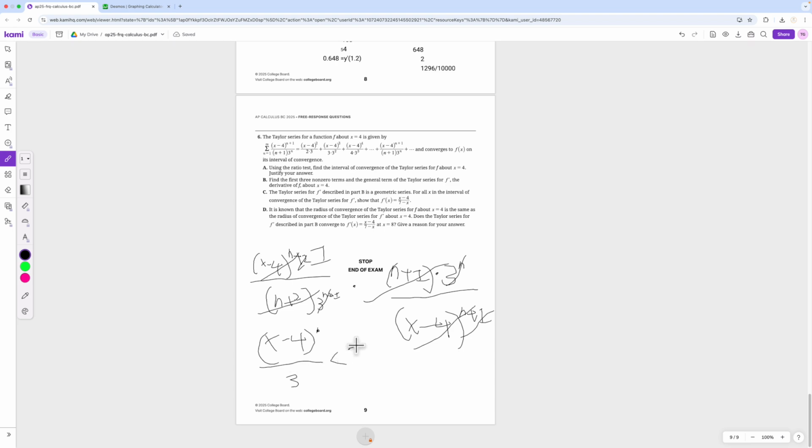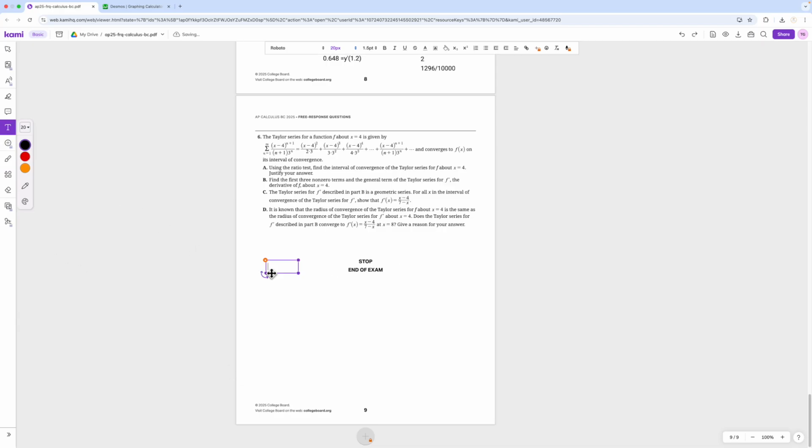And now, how are we going to find the interval of convergence? We're going to do this is less than 1, and this has to be greater than negative 1. Now I'm going to go back to using the text box. I know that negative 1 is less than x minus 4 divided by 3 is less than 1. Well, what does that mean? That also means that negative 3 is less than x is less than 3. But we also have to add 4. Let's put the minus 4 back in here. And now we have negative 3 is less than x minus 4 is less than 3. All we have to do is add 4, getting 1 is less than x is less than 7.